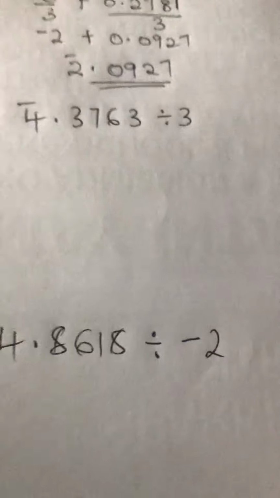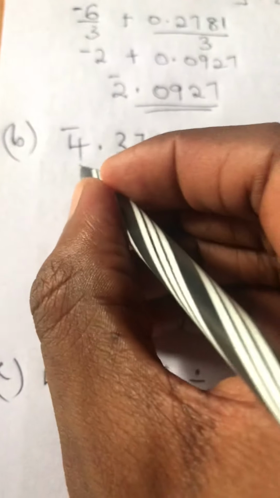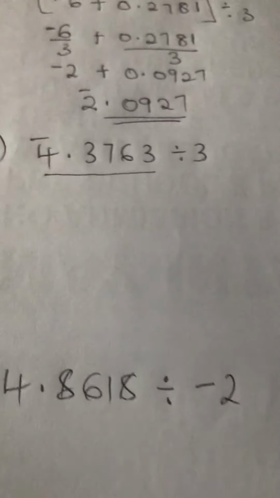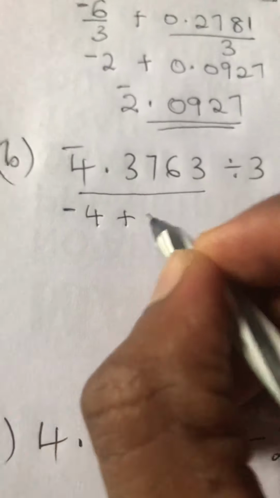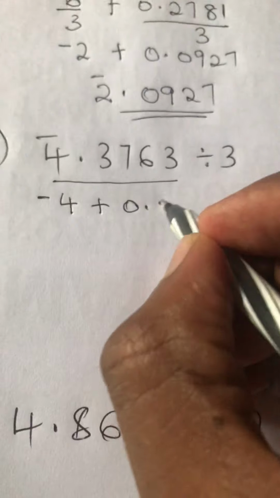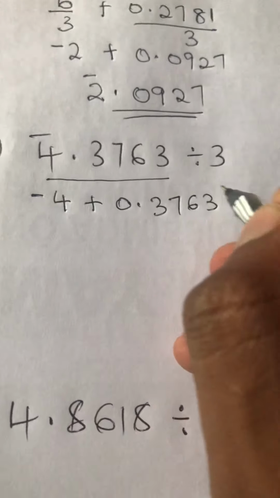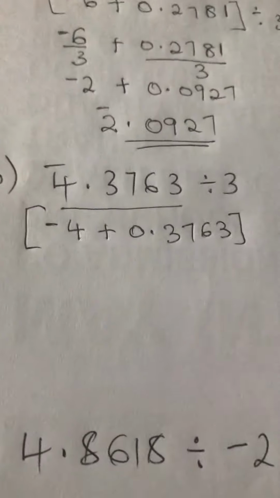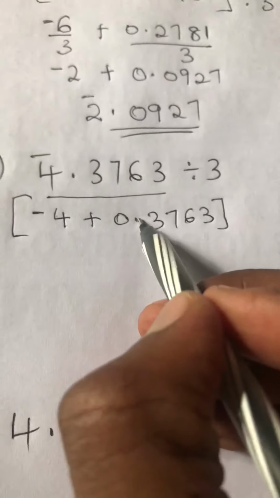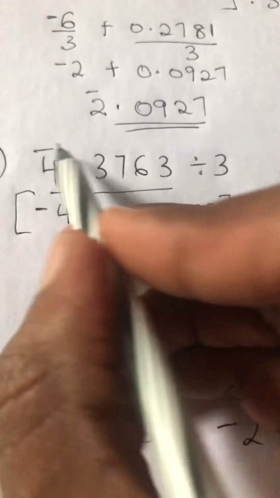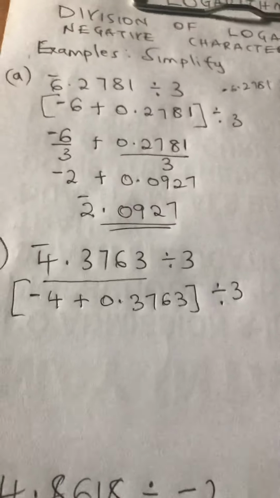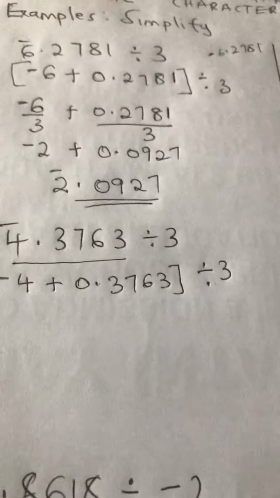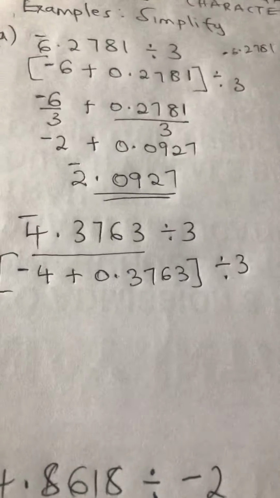How about this one? Here again, we separate the mantissa from the characteristic. So it will be negative 4 plus 0.3763. Remember, unaandika tu negative 4 when you have separated. Otherwise, kama hujazi separate ni bar 4. So divided by 3. Hapo sawa? Nice one, nice one.